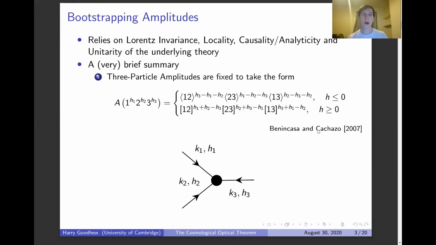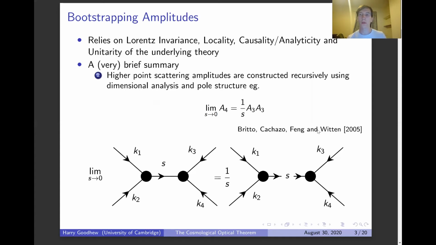Within this program, the symmetries of the underlying theory are used to infer directly the final form the S matrix can take. So first of all, the contact amplitudes are constrained by these symmetries. For example, the 3-point amplitude is fixed to take the form that I've outlined here. And then from this 3-point function, higher point correlators can be constructed by using the pole structure of the exchange diagrams, which is similarly constrained by these symmetries.